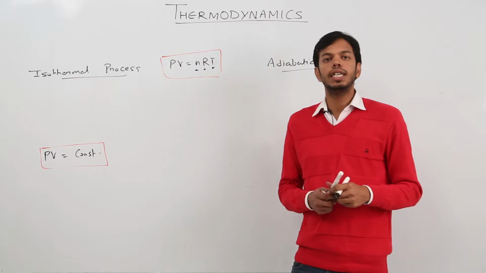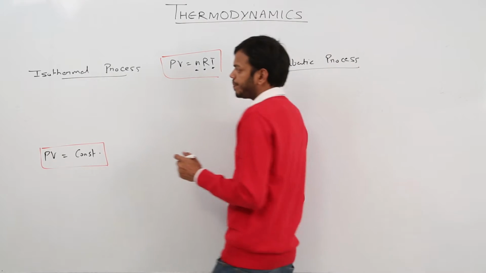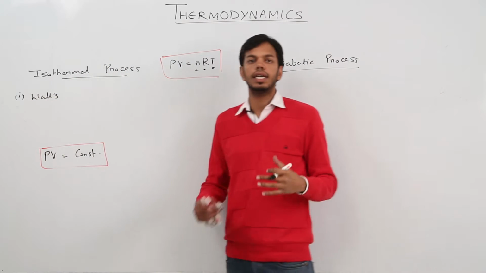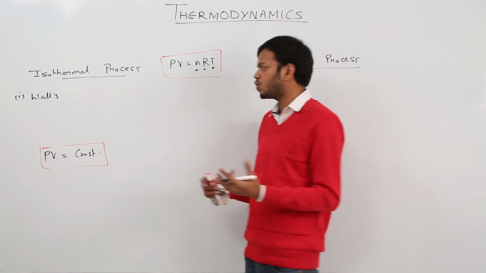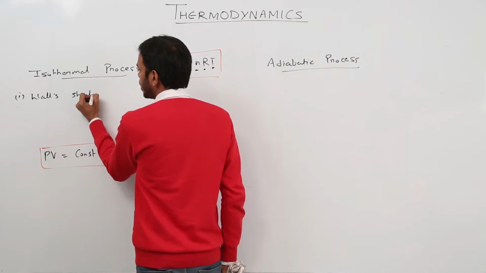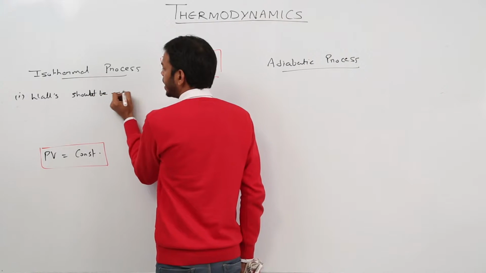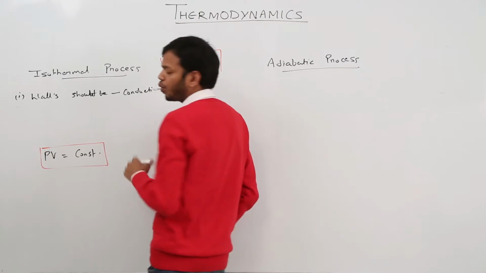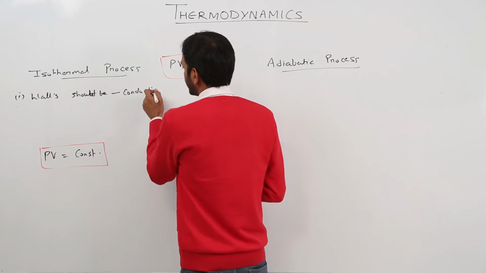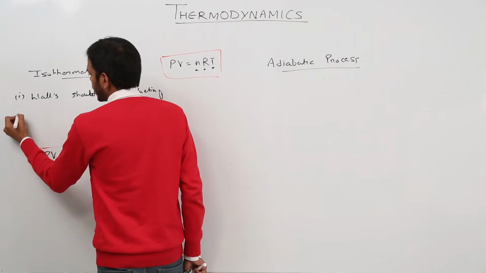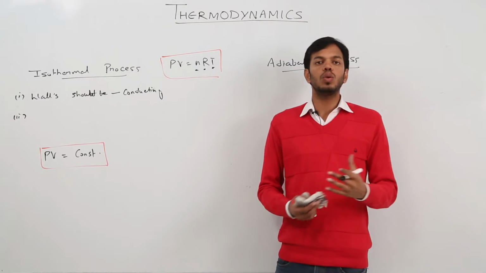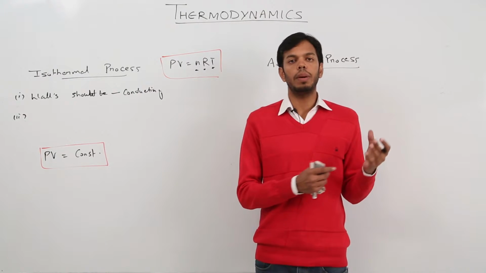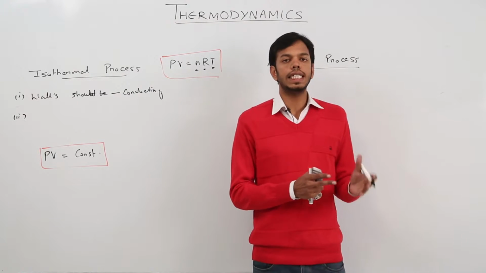Now there are two essential conditions for an isothermal process to take place. Number one is that the walls of the system should be perfectly conducting, so that the transfer of heat from system to surrounding can take place very easily. Conducting walls are known as diathermal walls. Secondly, the process should take place at a very slow pace so that the time taken to compress or expand the gas does not affect the change in temperature of the gas.